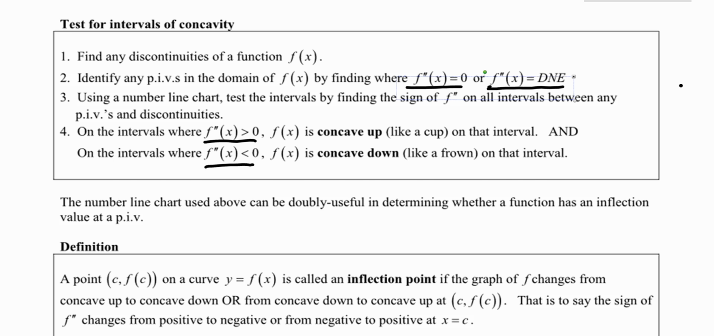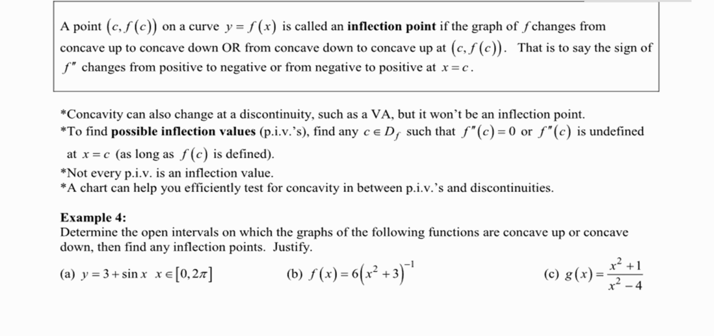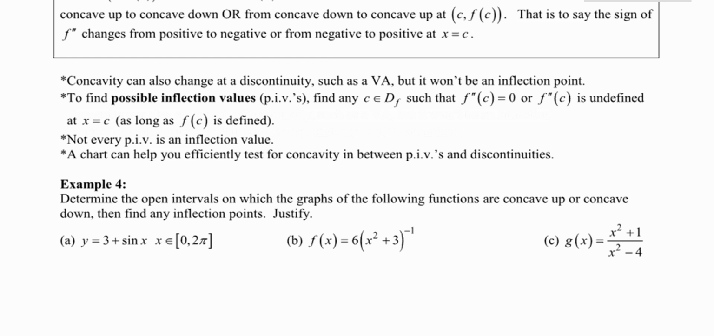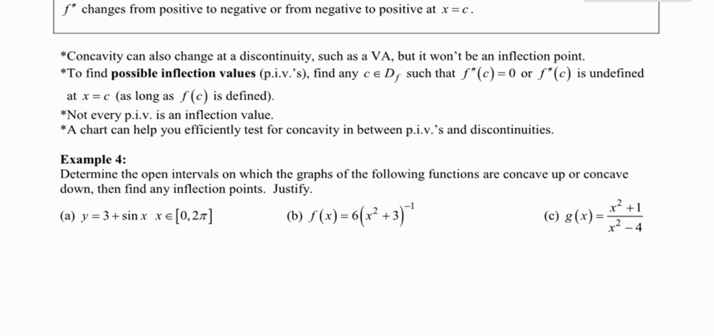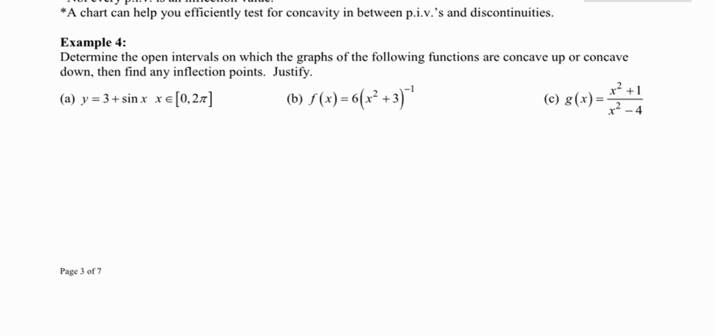Okay, so here we go. It has an inflection point when it changes from concave up to concave down, or from concave down to concave up. This is very similar to our first derivative test. Concavity can also change at a discontinuity, but it won't be an inflection point. Okay, so if we had something like this and this, it's going to change at that vertical asymptote, but it's not an inflection value. And not every possible inflection value is an inflection value. And a chart will help us organize our thoughts with that.